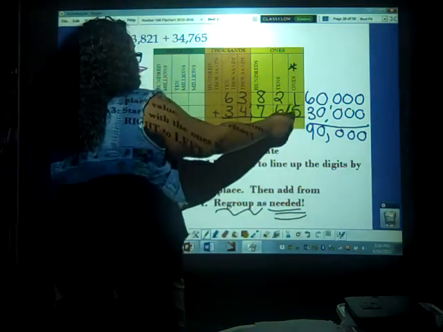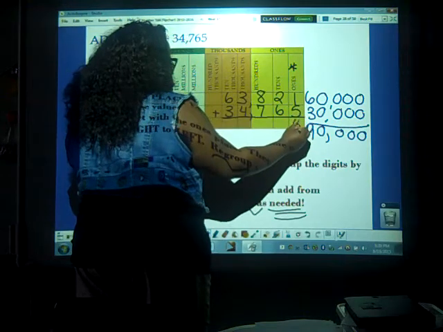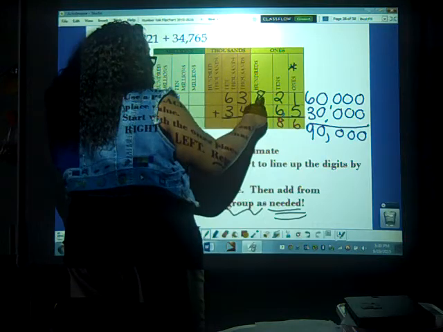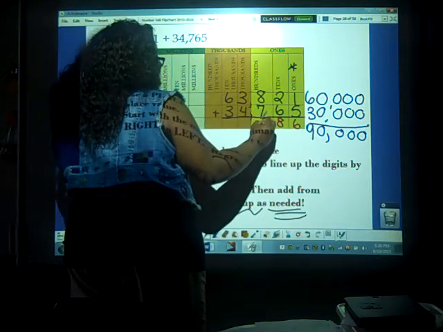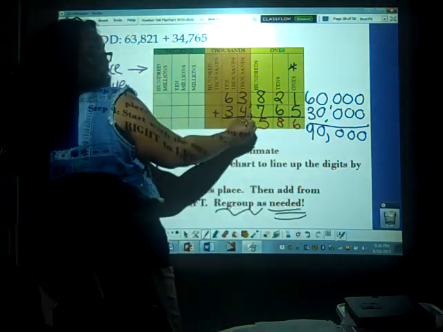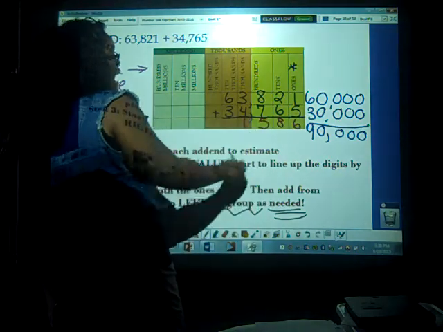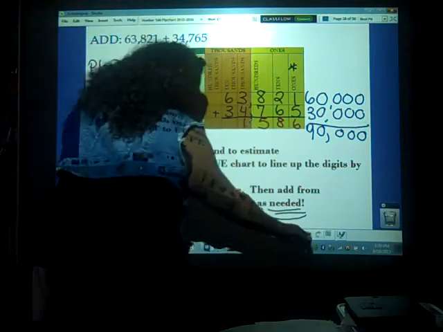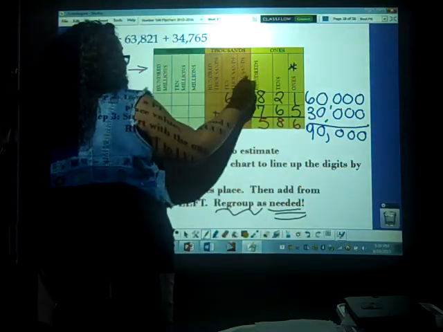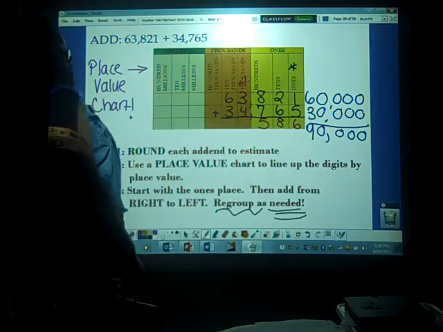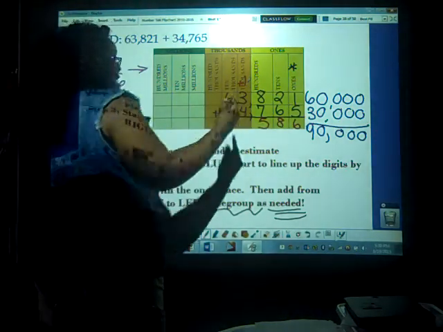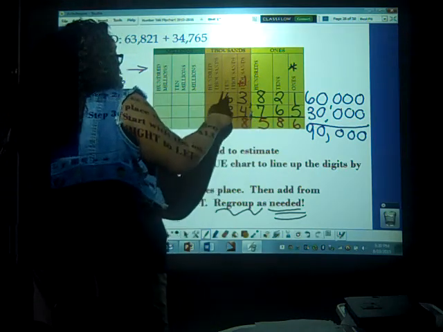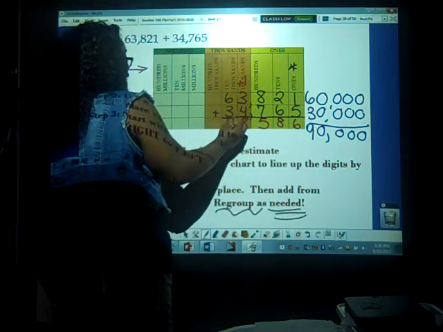All right. So 5 plus 1 is 6. 6 plus 2 is 8. 8 plus 7 is 15. This is a regrouping part. I cannot write 15 down right here. I'm going to have to write the 5 that's in the ones place from 15 and then take the 1 and add it up here for plus 1. 4 plus 3 is 7, plus 1 is 8. And then 6 plus 3 is 9.